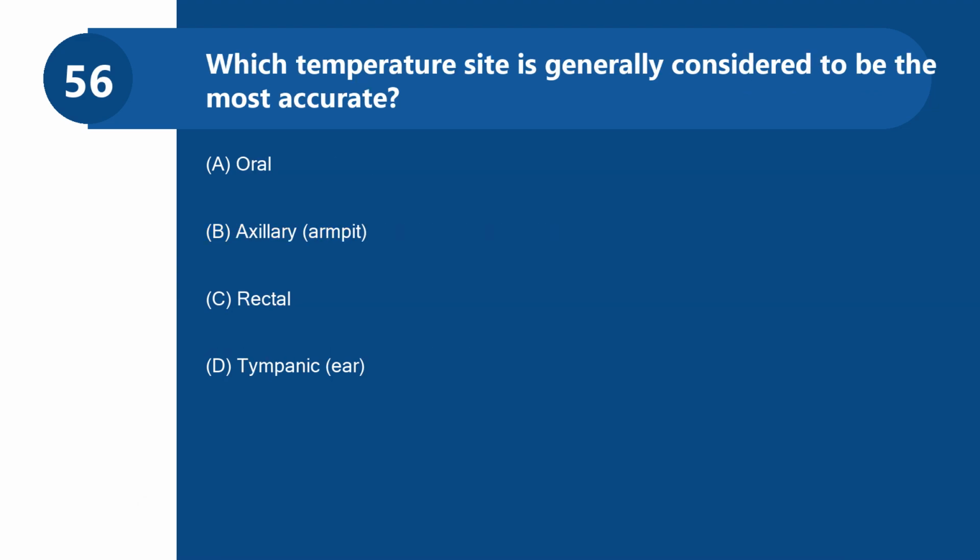Question 56. Which temperature site is generally considered to be the most accurate? Option A, oral. Option B, axillary (armpit). Option C, rectal. Option D, tympanic (ear). The correct answer is option C, rectal.